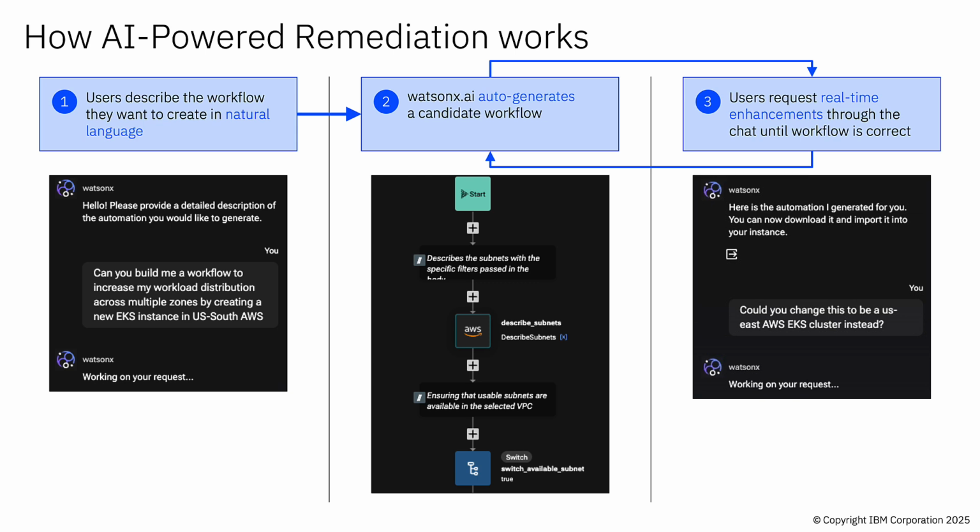So, in a little bit more detail here, as I mentioned before, just describe what you would like done, and watsonx will start building the workflow for your application. Once the workflow is generated, you can request changes to be made in real time, or open the workflow in the editor to make changes yourself. Once the workflow is correct, simply click Run, and there you have a completed remediation workflow, solving your initial issue. So, let's take a look at this process in action.